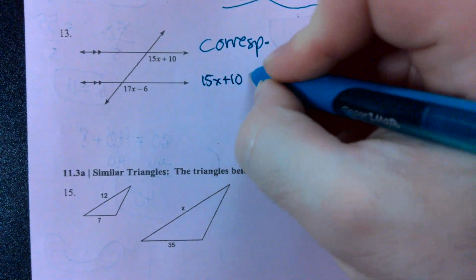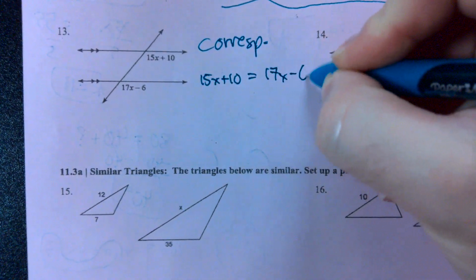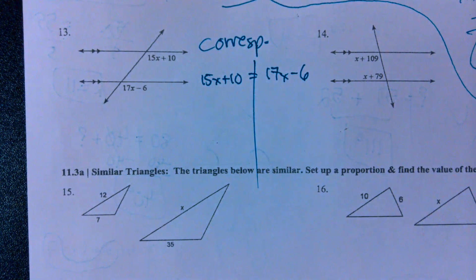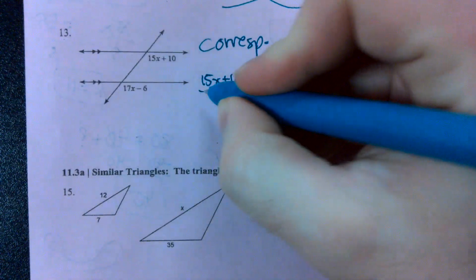15x plus 10 is equal to 17x minus 6. What's the first thing that I want to do here? It doesn't look like there's any like terms to combine. So what should I do first? Any idea on what we want to do first? Yeah, Hannah. Perfect. Let's subtract 15x from both sides.